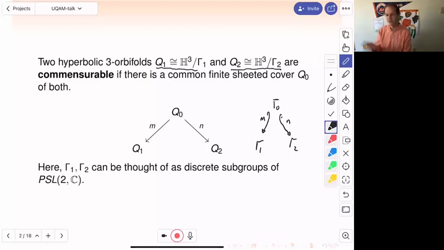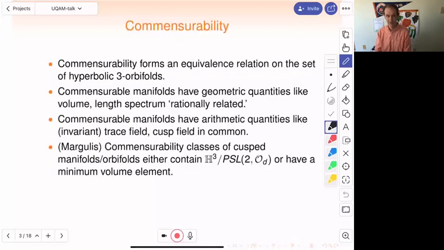And when you look at the group picture, it becomes clear that commensurability forms an equivalence relation on the set of hyperbolic 3-orbifolds. So that can be really useful and allow us to exploit lots of different properties. It organizes the set of hyperbolic 3-orbifolds into commensurability classes. These classes have nice properties in that the geometric data associated to any element in the class is roughly the same.